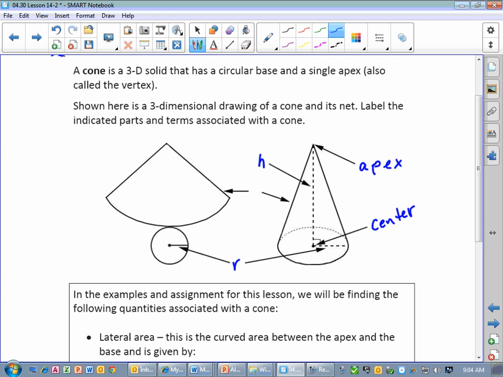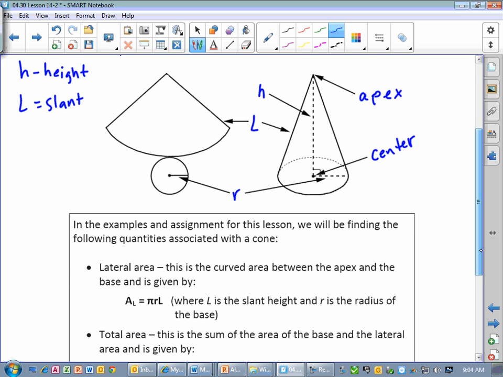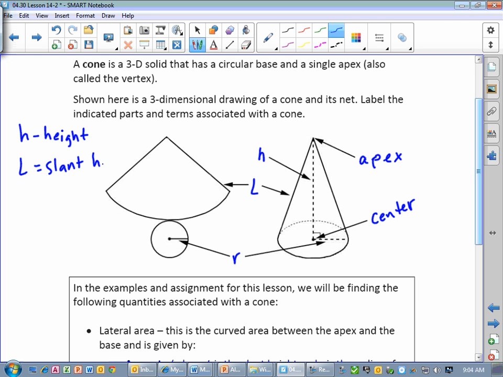And then the segment going from the apex to the side of the base of the cone, in both cases, is called the slant height. And we'll just call that L for slant height. So you may want to make a key over here to yourself. H means height. L means slant. We call it slant length or slant height. Let me see what the notes call it. So yeah, you call it slant height. And then R is the radius. Little key for yourself to look at.